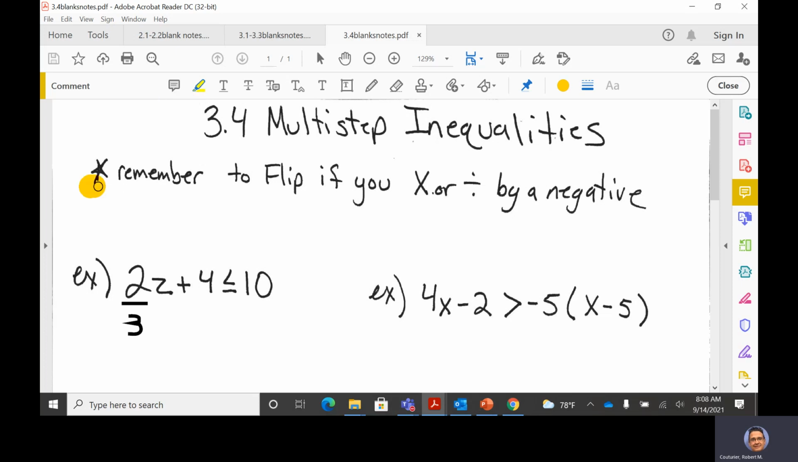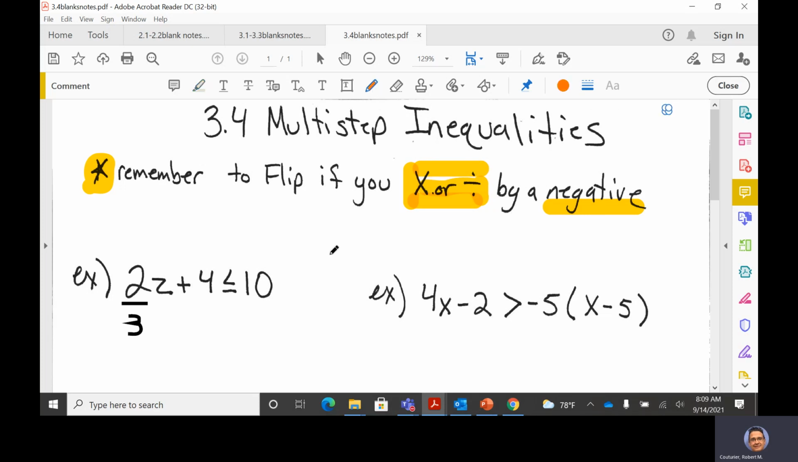Again, please, we must remember when to flip the inequality symbol: if we multiply or divide by a negative number, and only if it's multiplying or dividing. If you are adding a negative number to both sides, nothing changes. It's only when we multiply or divide. Okay, so please be careful on that. I had some kids who were getting confused.